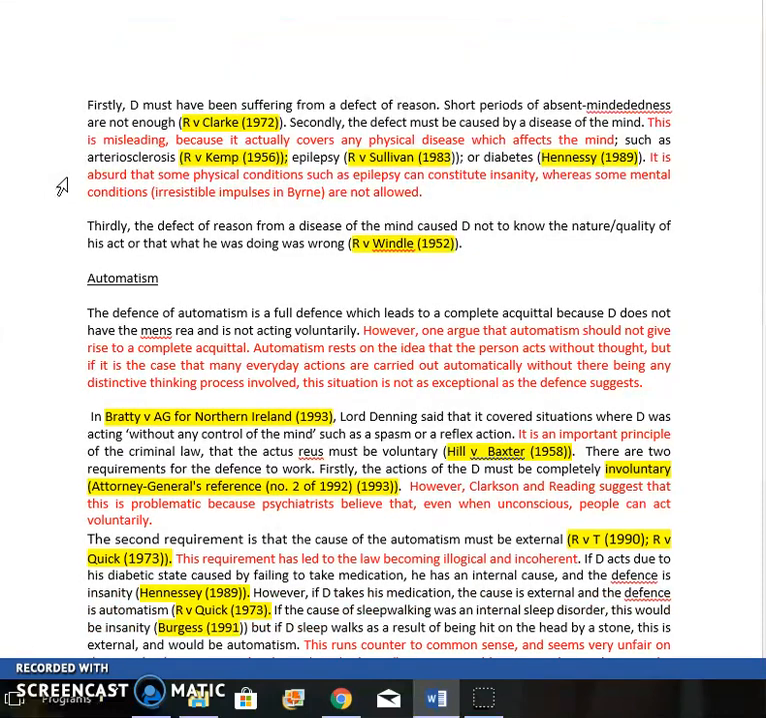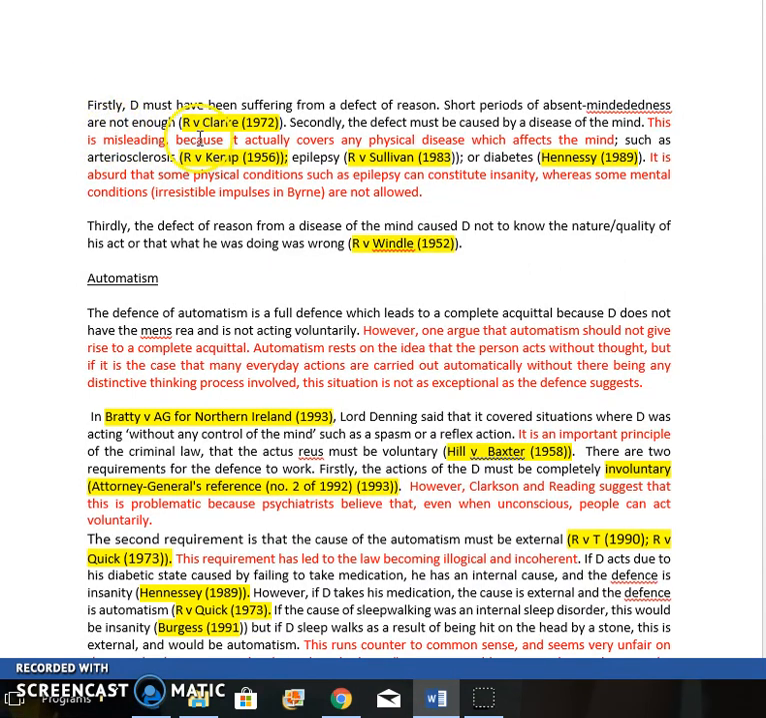So I'm now looking at the first element for proving insanity. Firstly, we have to show that the defendant is suffering from a defect of reason. Short periods of absent-mindedness are not enough. You can use Clark there. Secondly, the defect must be caused by disease of the mind. Now, disease of the mind is rather confusing. It's misleading. This is a nice AO2 point, because although it says disease of the mind, it actually covers any physical disease which affects the mind.